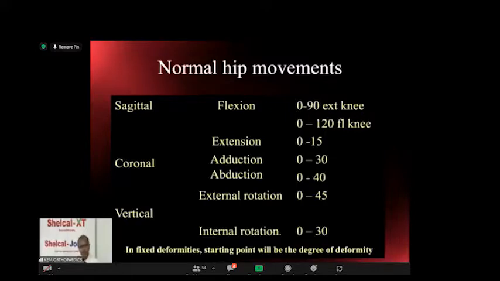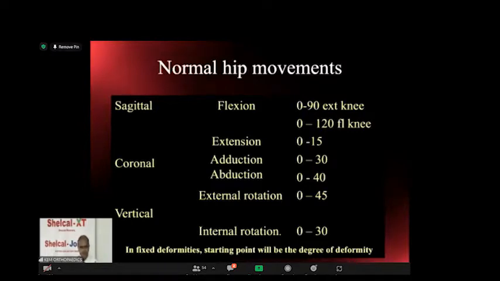Remember, in the sagittal plane, flexion and extension. In the coronal plane, abduction and adduction, and in the transverse plane, internal rotation and external rotation. And these are the normal amounts of movement possible. When you are asked about flexion, tell it in the extended knee as well as the flexed knee: in the extended knee, 90 degrees, in the flexed knee, about 120 degrees. This is what is important. And in fixed deformities, your starting point should be the point of the fixed deformity.